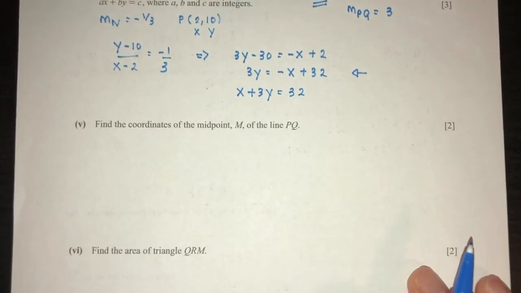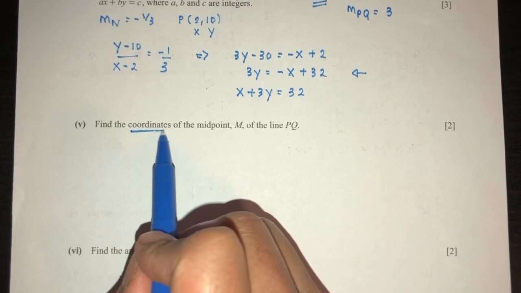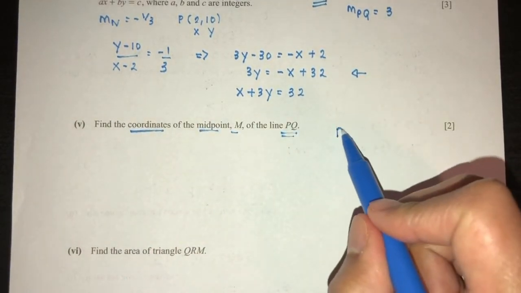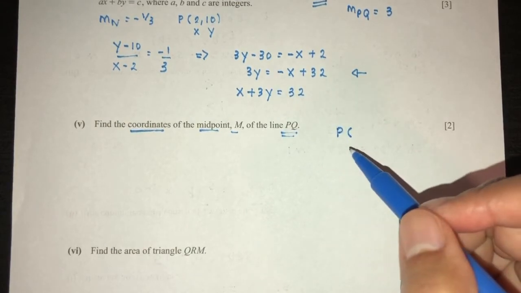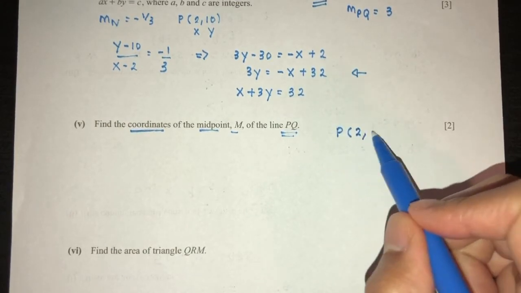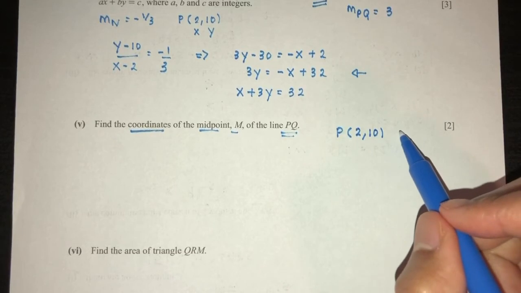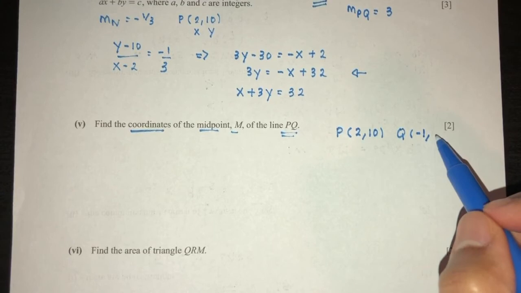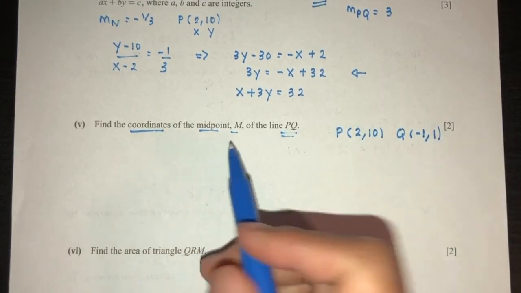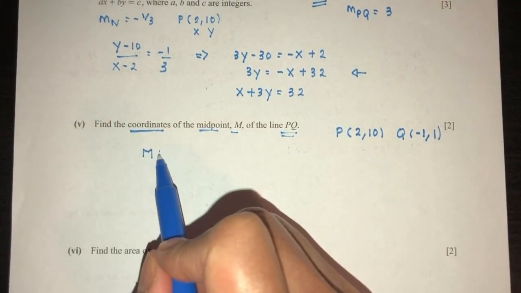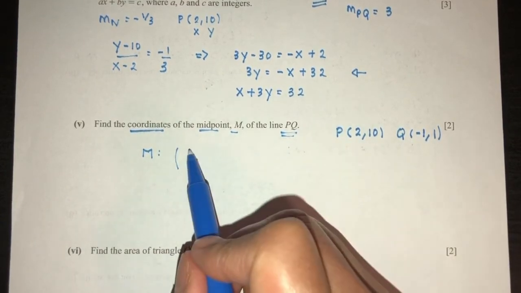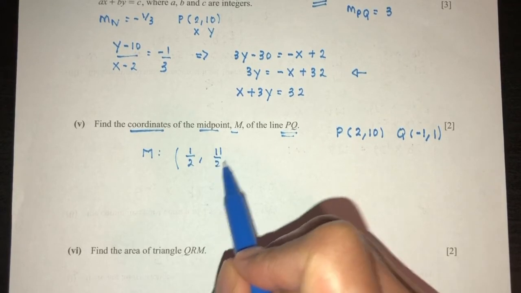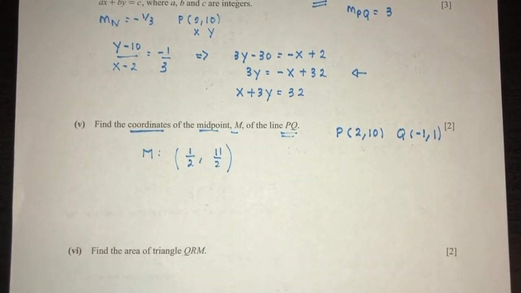Now for part 5, we have to find the coordinates of the midpoint M of the line PQ. Pretty easy. The point P has been given to you as (2, 10), and the point Q has been given as (minus 1, 1). So how do you find the midpoint? By using your formula, which is (x1 plus x2) divided by 2. That'll be 1 divided by 2, and 11 divided by 2. That is your midpoint of the line PQ.